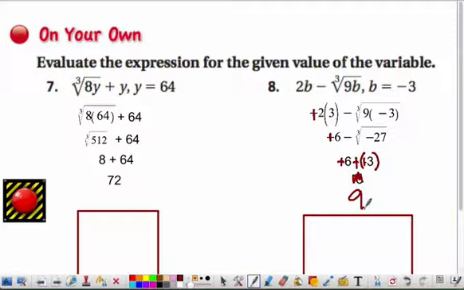And that's it for cube roots. I hope that made sense and that you learned something.